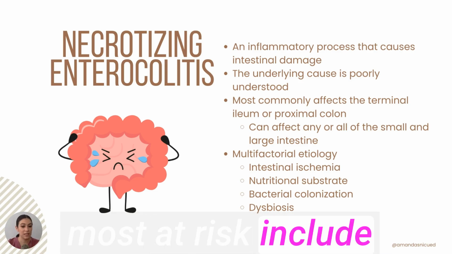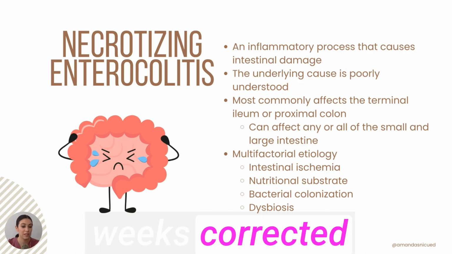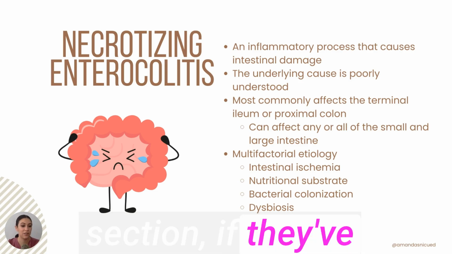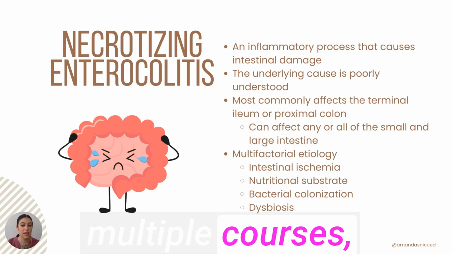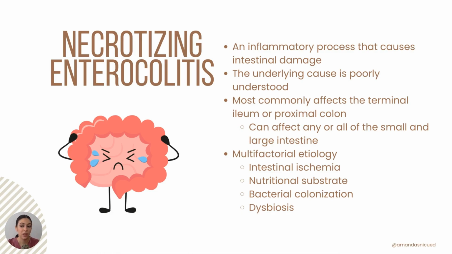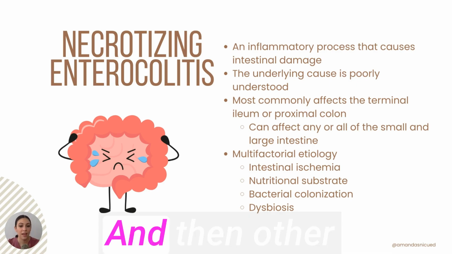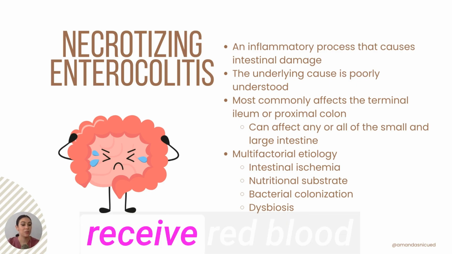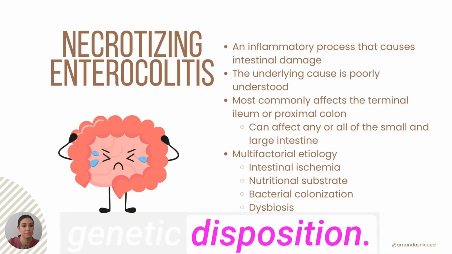Infants that are most at risk include our preterm babies, particularly when they're at 30 to 32 weeks corrected gestational age, babies with gut dysbiosis, so babies born by C-section, if they've been exposed to antibiotics for long courses or multiple courses, and exposure to H2 blockers. Also, babies who are at risk are babies who are receiving enteral feeds, especially if they're receiving hyperosmolar formulas. And then other factors can increase that baby's risk, like maternal smoking, when they receive red blood cell transfusions, and even we think there could be a genetic disposition.